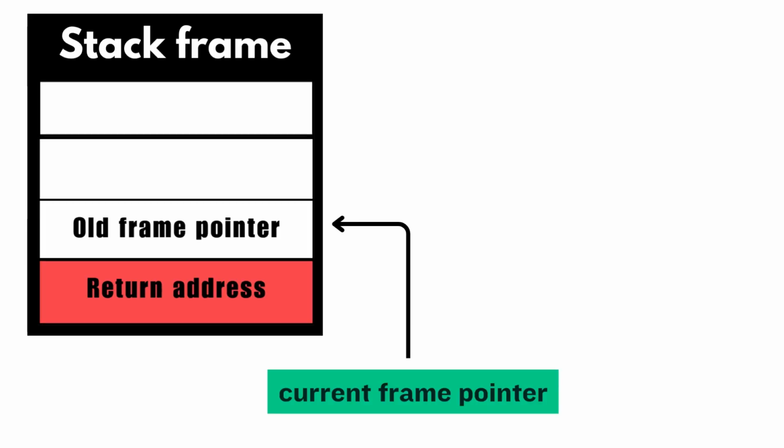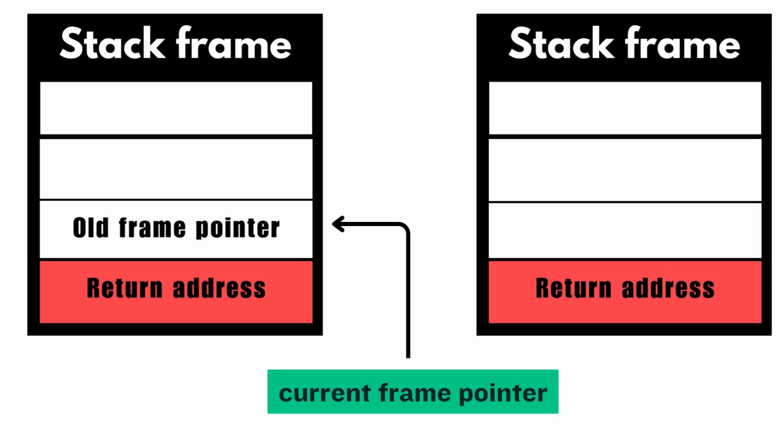The second pointer, called the current frame pointer, points to this location of the old frame pointer. The current frame pointer's role is to keep track of the active stack frame. The current frame pointer is stored in a register and is not an element on the stack, whereas the old frame pointer is an element of the stack. When main calls another function, first, a new stack frame is created for that function.